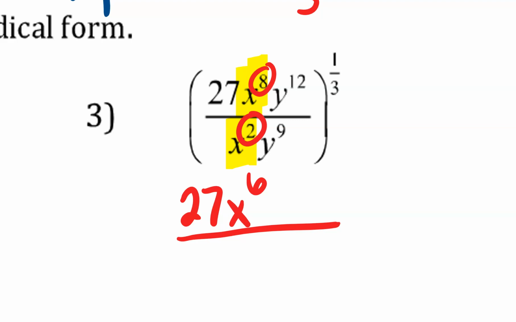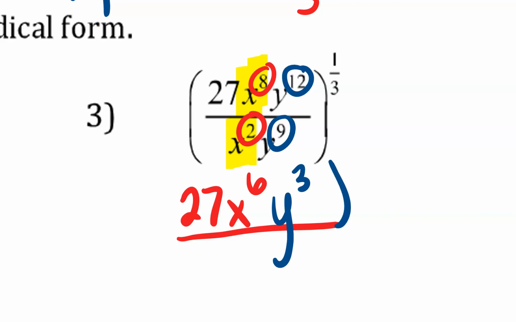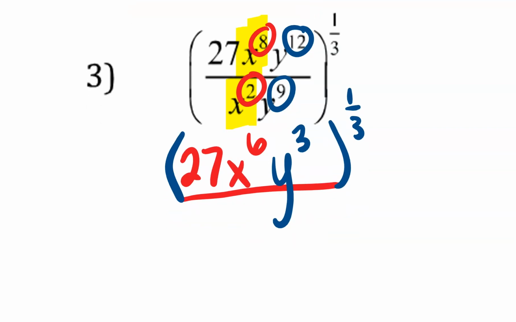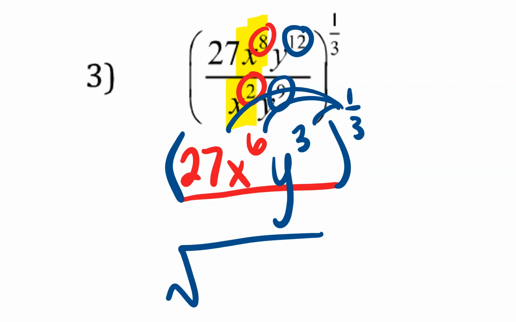All right, and then same thing on the next one. The y's, 12 and 9, when I subtract those, I get y to the 3rd on top. I don't have anything left on bottom, so I don't really need to write the fraction anymore. And then my next step is I can either distribute the 1/3 power to everything, or I can rewrite this into radical form. I prefer to rewrite it into radical form.